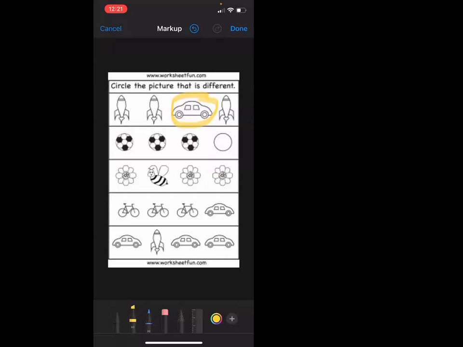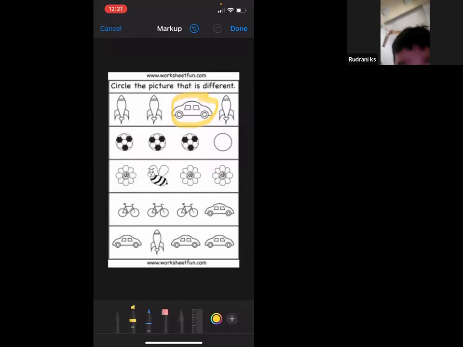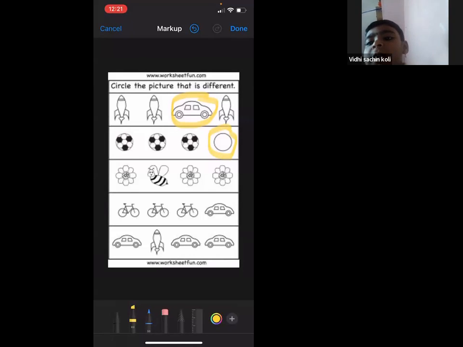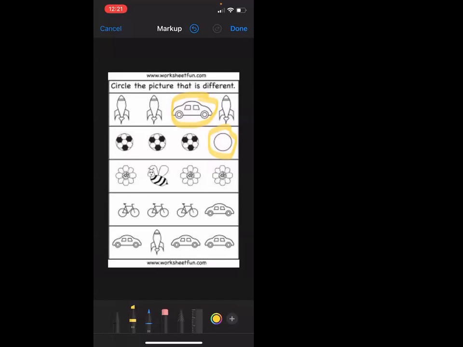Next is ball, plane. Can you see some design is on the ball? Ball, ball. This is circle. So circle is different. Very good. Okay.